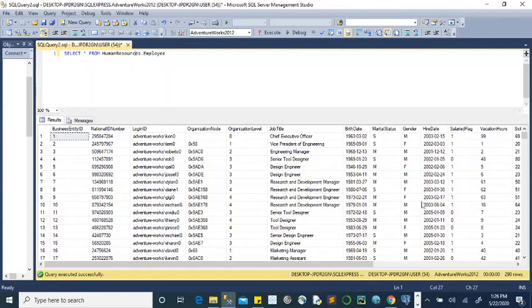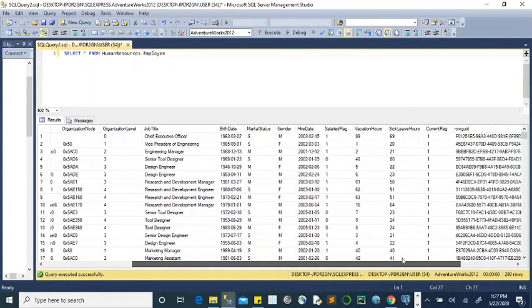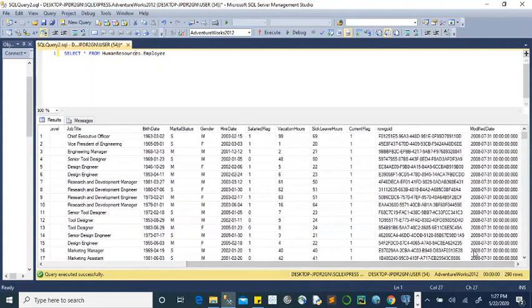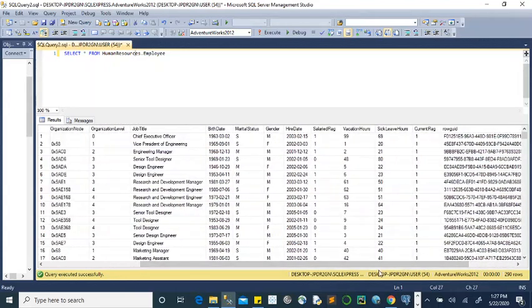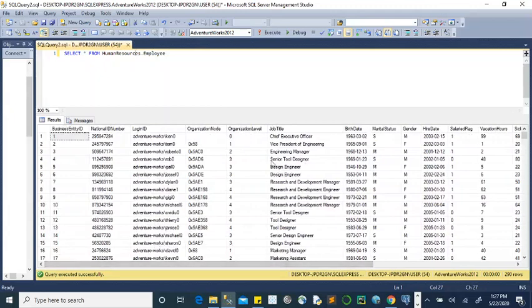In this table I have all this data. Job title: some are chief executive officer, vice president of engineering, engineering manager, senior tool designer. And we have birthday, marital status, gender, hire date. So this is an employee table for an organization, which of course typically will show first name, last name, and all other details about an employee. That's what we are looking at here.